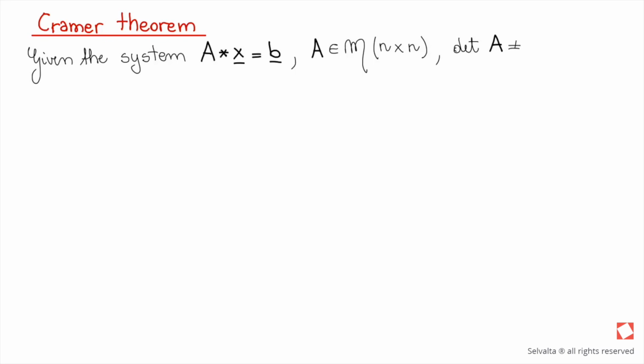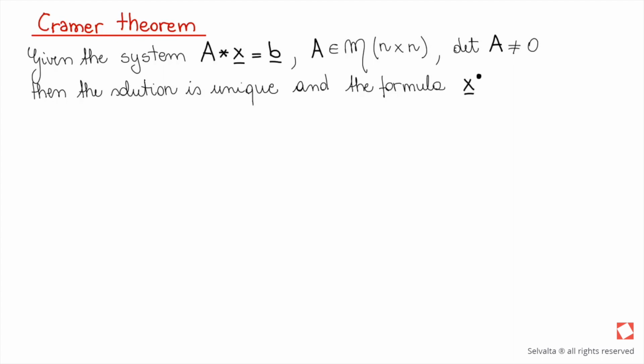Of course, we will often describe this system as a non-singular system. Then, the solution of the system is unique, and it can be found through the formula X equal the inverse matrix of A, A minus 1, times the right-hand side term B. Now, let's proceed with the proof.